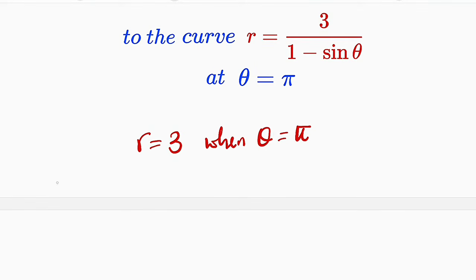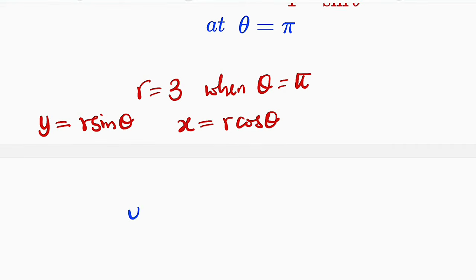Next, remember that y is equal to r sine theta. That's the conversion. So if you have this, you can replace it with y. And x is equal to what? r cos theta. Because we are looking for a point. Remember, our line, let me write the equation of the line, which is going to be y minus y1 equal to m, which is the slope, then x minus x1.